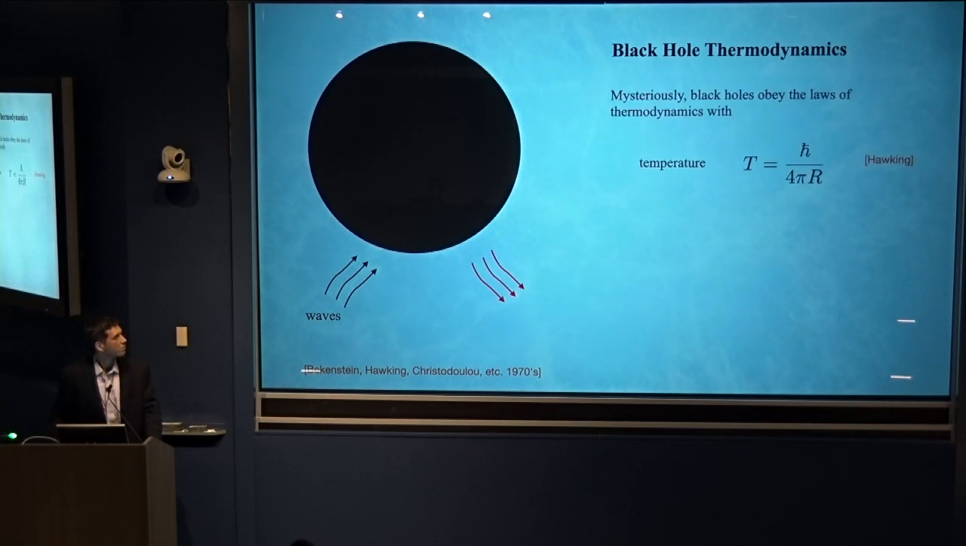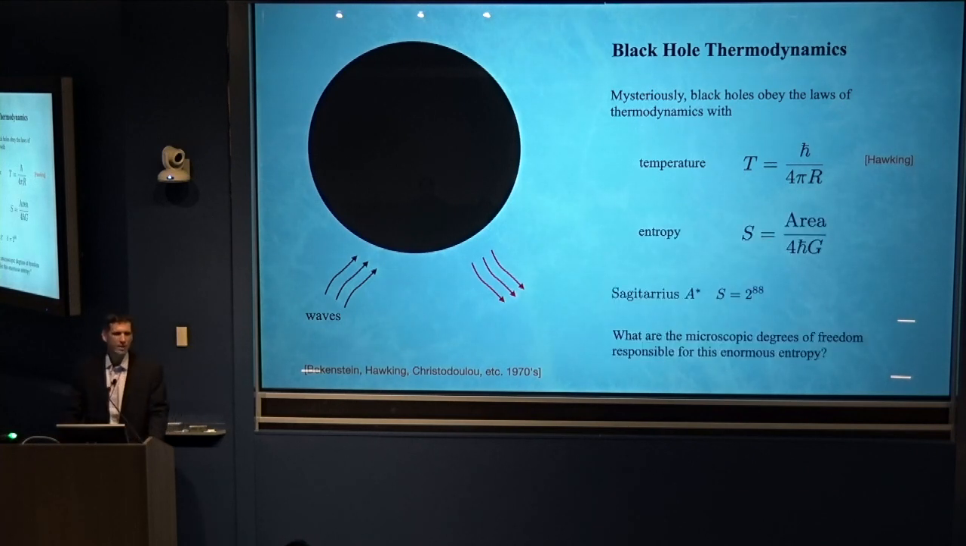The mystery is that black holes obey the laws of thermodynamics. This comes not just from these scattering calculations, but from other calculations done around that time, for example, by Stephen Hawking, who showed that black holes have a temperature. He showed that black holes radiate like a hot object. Black holes also have an entropy. This came from these same calculations, the conclusion that black holes have an entropy which is enormous.